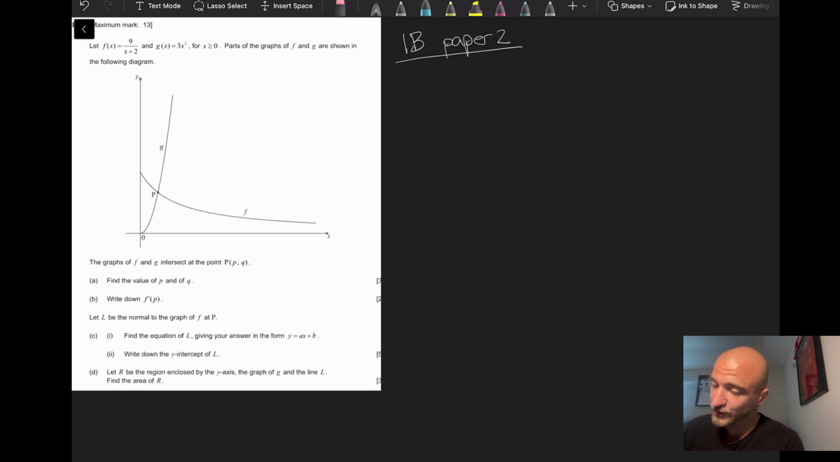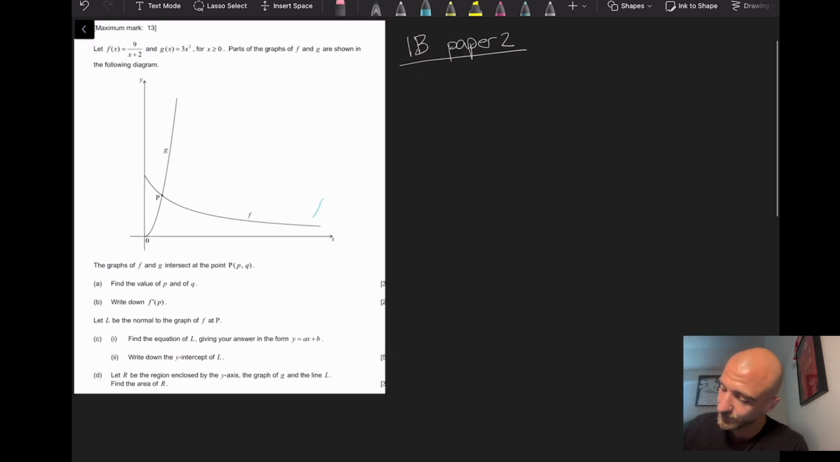We've got these two functions. F of x is this one here, and g of x is this one here. In fact, let's write them in. They give us that g of x is equal to 3x squared. I'll write everything in so we keep everything nice and organized. And they tell us that f of x is equal to 9 over x plus 2. These two graphs intersect at this point, which they call P.